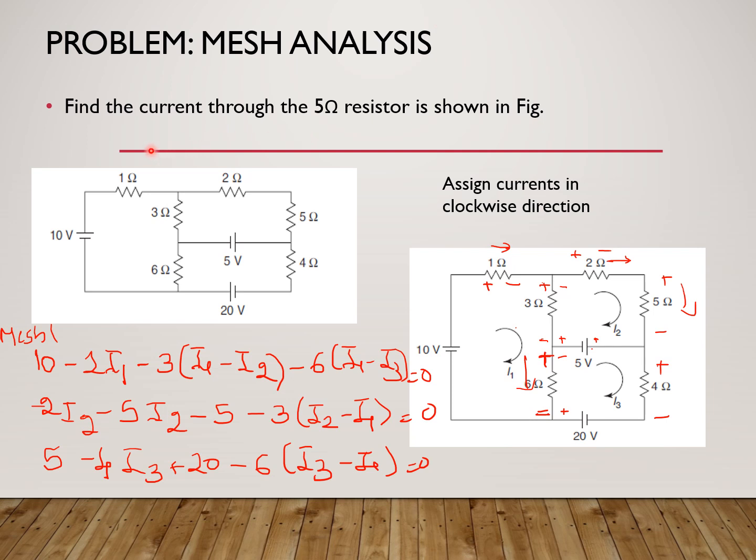You have asked for the current through the 5 ohm resistor. Now for the 5 ohm resistor, the current is equal to I2. So once you solve it, we get the values of I1, I2 and I3. And since your 5 ohm resistor current was equal to I2, the current through the 5 ohm resistor is found to be equal to 0.78 ampere. Right? So this is how we have done the problem.